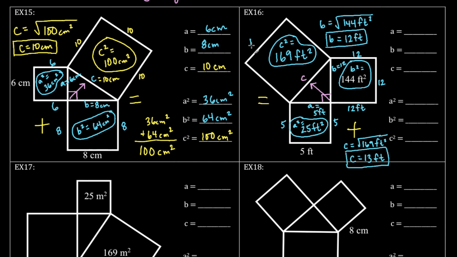So 13 feet. I can't even write a 3 correctly. 13 feet. So I'll put 13 here, 13 here, and 13 here. All right, so let's label these.